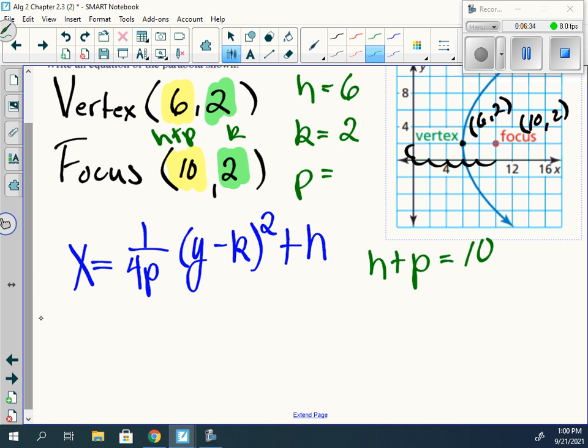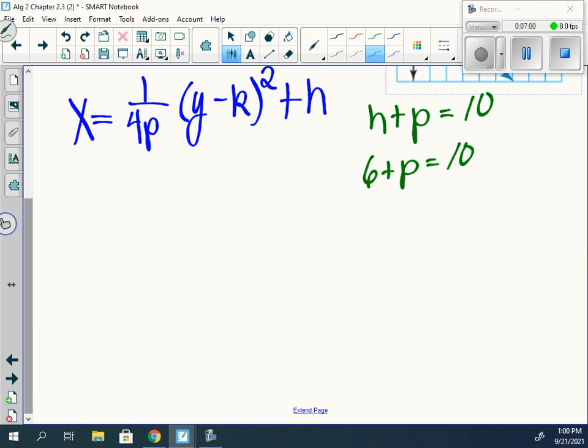The general form for the focus is what? H plus p comma k. So we said k is 2. Okay, focus does have a k value of 2. But our h plus p gives us what? 10, yes? Do we know what the value of h is? So really we're saying 6 plus p is equal to 10. What can I do to find the value of p? We can subtract 6. P is equal to 4.